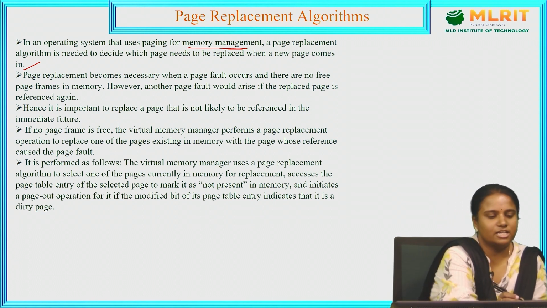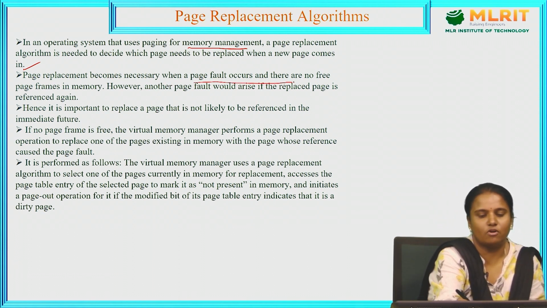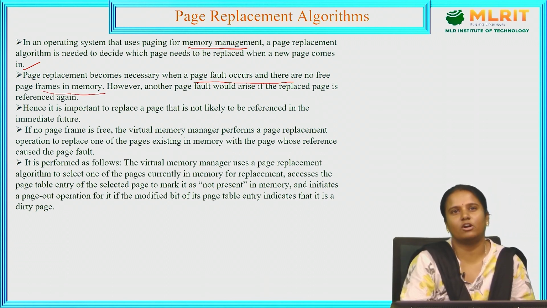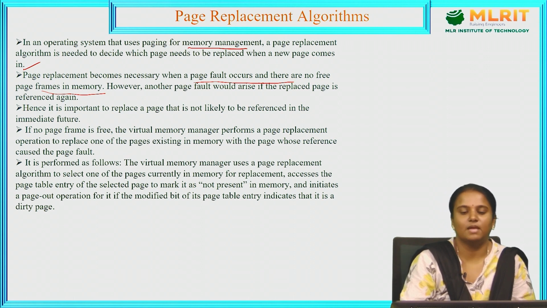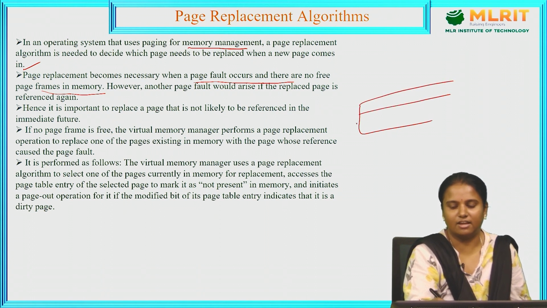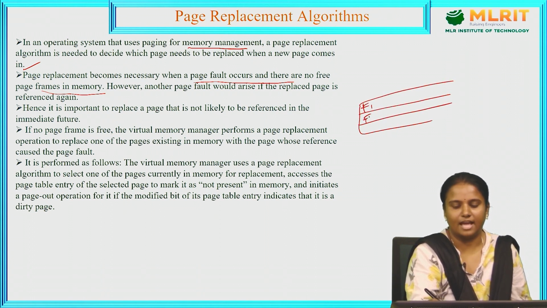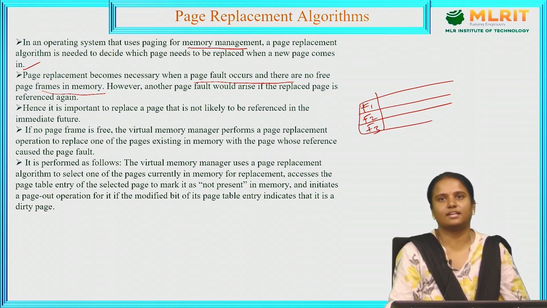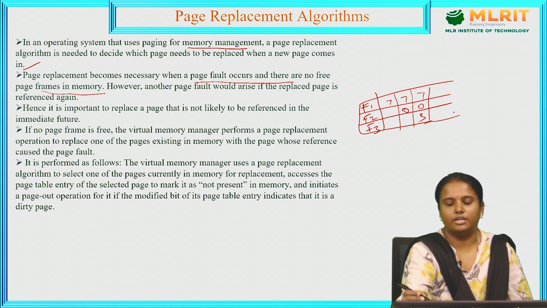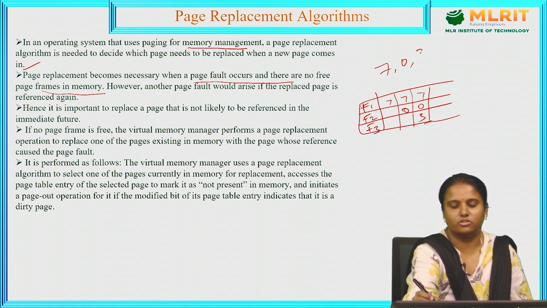Next, page replacement becomes necessary when a page fault occurs and there is no free page frame in memory. So what do we mean by page fault and page frame? In our problem, consider three frames: F1, F2 and F3. Suppose I am inserting 7 in the first frame, then 7, 0 in the second frame, and 7, 0, 3 in the third frame. Now the reference numbers are 7, 0, 3, 2, 1.